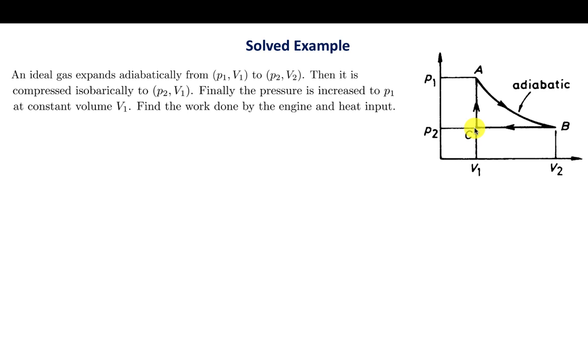P2 to pressure P1. We are asked the following. This ideal gas expands adiabatically from P1, V1 to P2, V2, that is to say from here to here, then is compressed isobarically, which means at constant pressure, and finally the pressure is increased from here to here. Now we want the work done by the engine and the heat input.